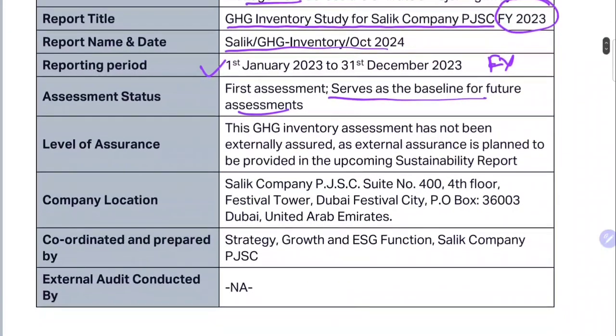And what is the level of assurance? Very important. Generally, the students are asking about it. The GHG inventory assessment has not been externally assured, as external assurance is planned to be provided in the upcoming sustainability report. So, no external assurance. Company location: this is the address of the company, coordinated by the strategy, growth, and ESG function of the company, and external audit conducted by, so it's not applicable because no external assurance was conducted.